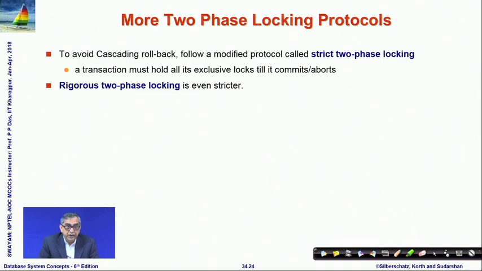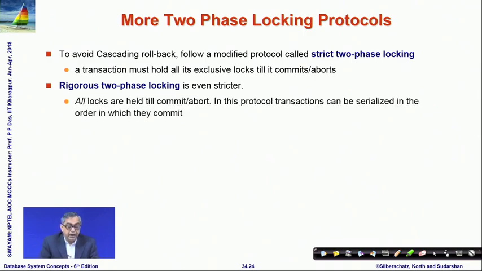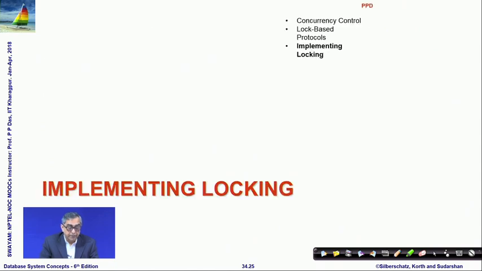And there is an even stricter, rigorous two phase locking, where all locks are held till commit or abort. In the strict one, only exclusive locks are held till commit or abort, that is, till the end of the transaction, but in rigorous two phase locking, all locks are held till the commit or abort. In this protocol, transactions can be serialized in the order in which they commit, and in that way this is a serializable protocol, which also avoids the cascading rollback.